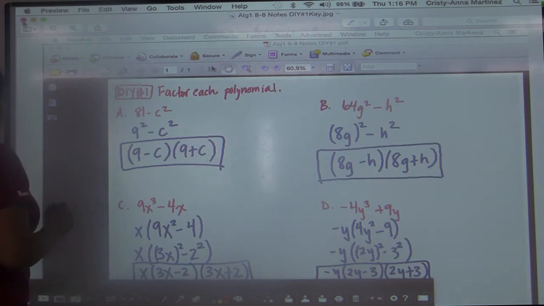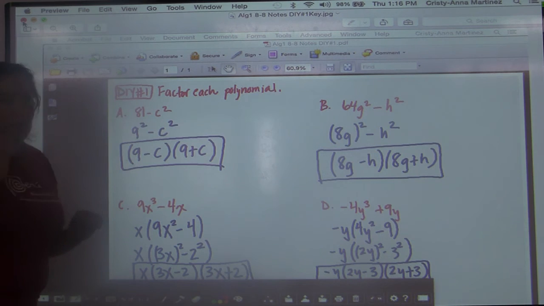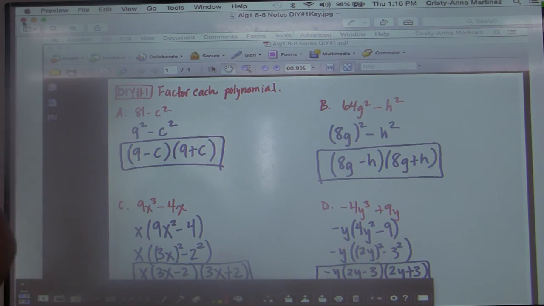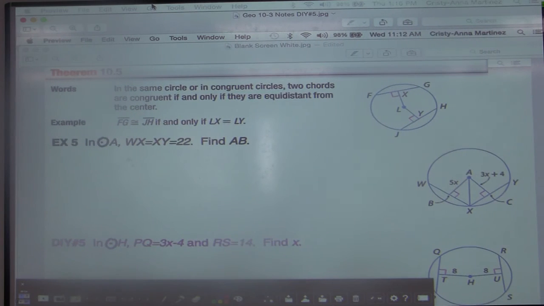Here we go at 10.5. Oops, I'm so sorry. I didn't mean to close that one. Do not copy what's on the board right now. That is not part of your lesson. And let me bring that do-it-yourself 5 back. Sorry about that.